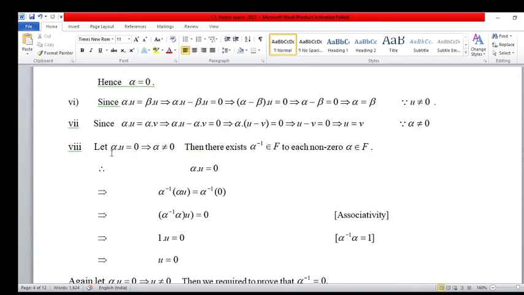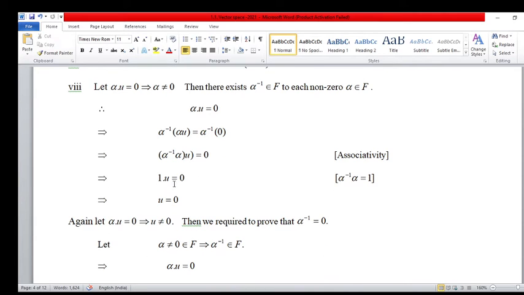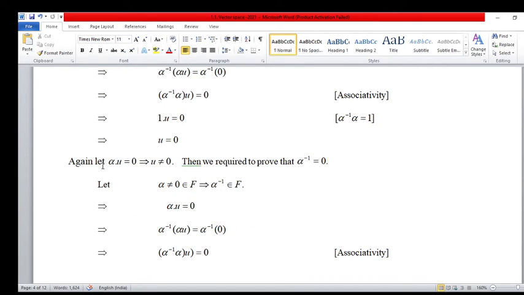Last condition: let alpha u is equal to 0. This implies alpha does not equal 0, alpha inverse exists for each element alpha belonging to F. So alpha u is equal to 0 is given, and alpha inverse multiplied on both sides. Alpha inverse into alpha, by associativity, is equal to 0. 1 into u, this is the V5 property, 1 into u is equal to u. Here 1 does not equal 0 is already given. So u is equal to 0. Again, let alpha u is equal to 0 and alpha does not equal 0.